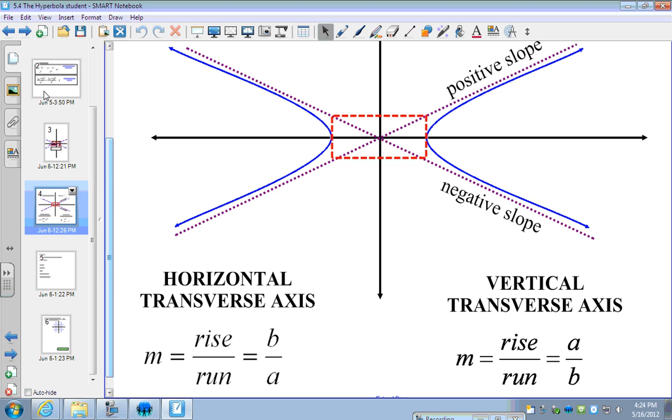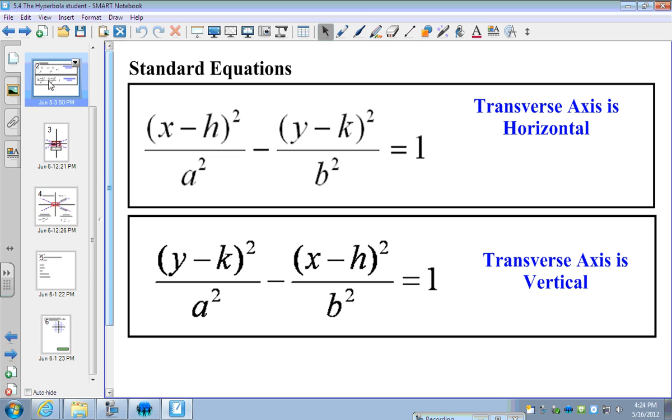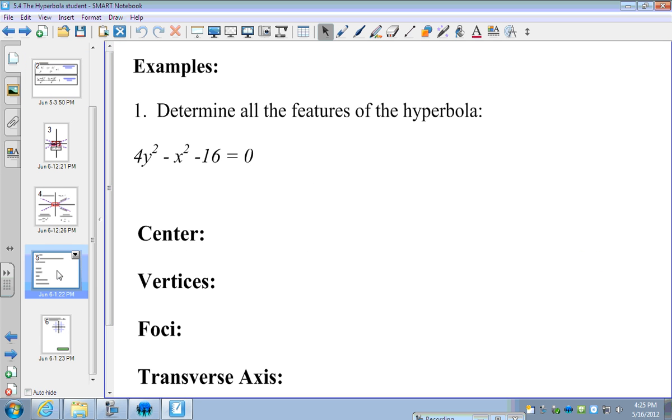So remember, we figure that out by this. Come on, page. There we go. It's horizontal if the positive number is under x, because this is going to be minus something. So the positive one is x, it's horizontal, and if the positive one is y, because we have that minus sign there, then it is vertical. That's what it is. Okay, you ready?